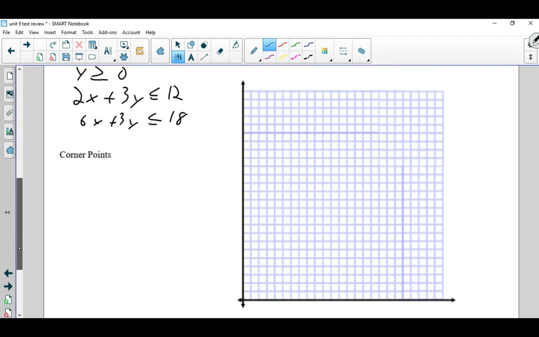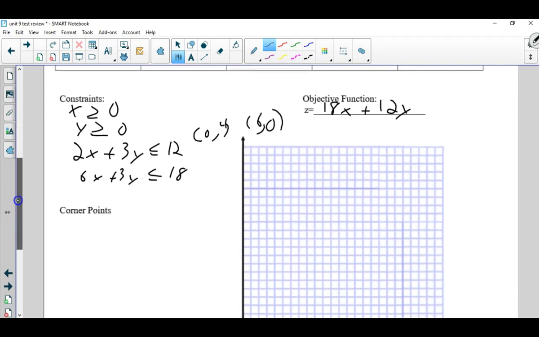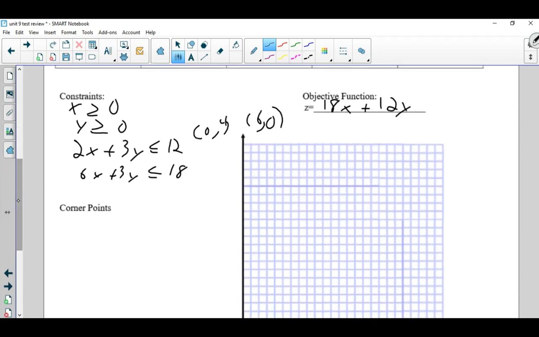So if I cover up the x for the first one, I get y is 4. And if I cover up the y, put a 0 in, I get x is 6. For the second one, if I cover up my x, in other words, I put a 0 in, I get 18 divided by 3 is 6. And if I put in a 0 for y, that's 18 divided by 6, which is 3. So those are my points I'm going to put on my graph.